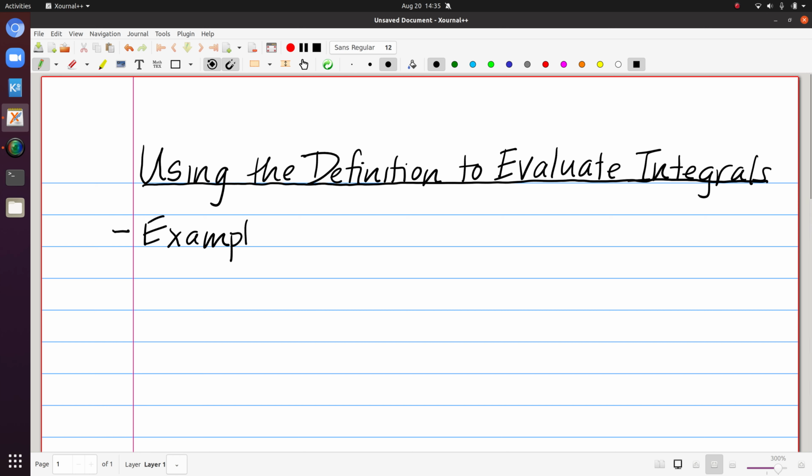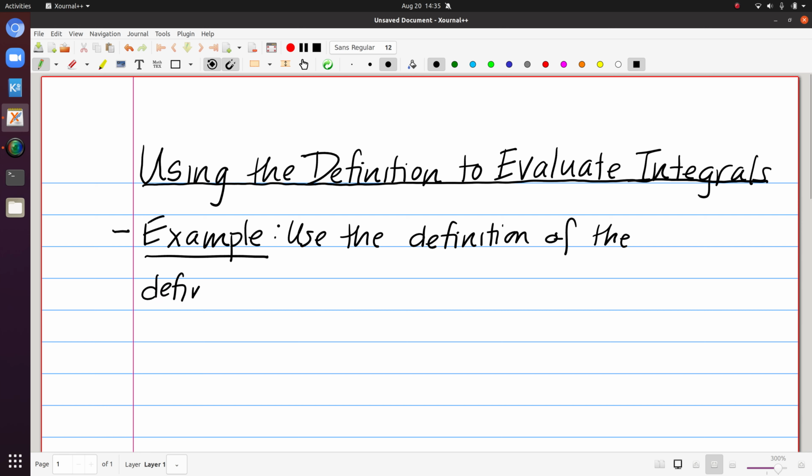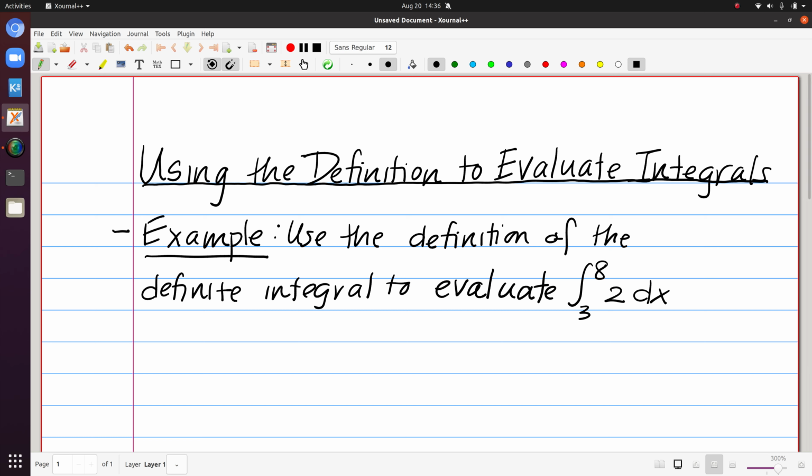So to start with, I'm going to say use the definition of the definite integral to evaluate the integral from 3 to 8 of the constant function 2. And I want to emphasize the fact that we're prompted to use the definition.